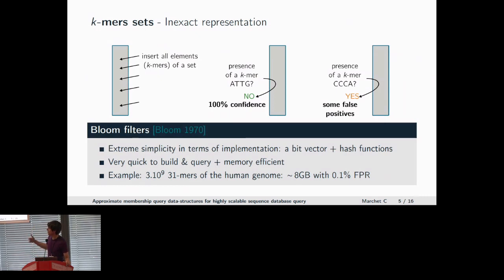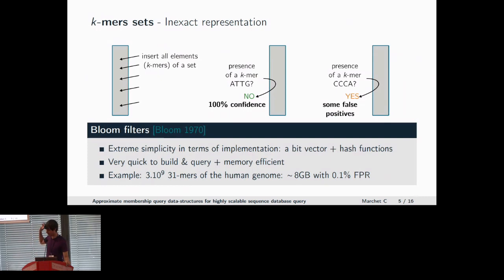But what is really, really nice with Bloom filters is that they are very easy to code, very easy to construct, and very, very lightweight. For example, you can put the 3 billion 31-mers of the human genome in an 8 gigabyte Bloom filter and still get a very low false positive rate.